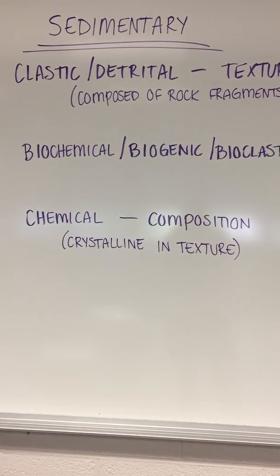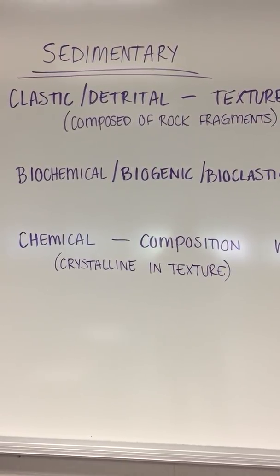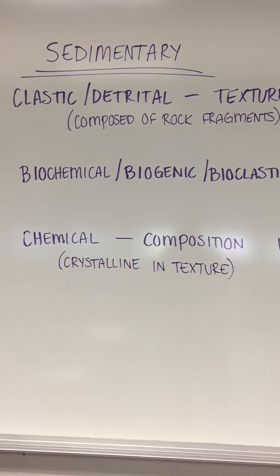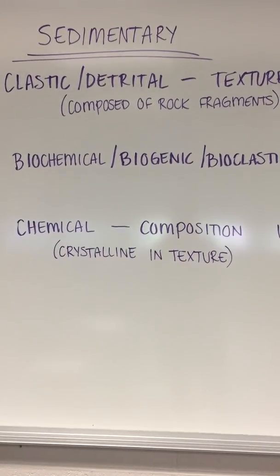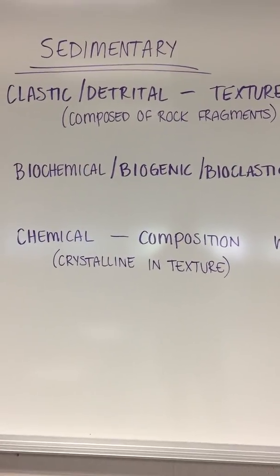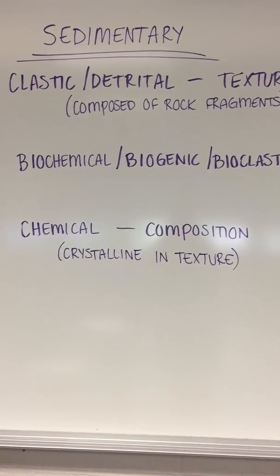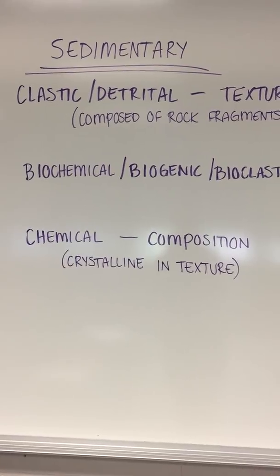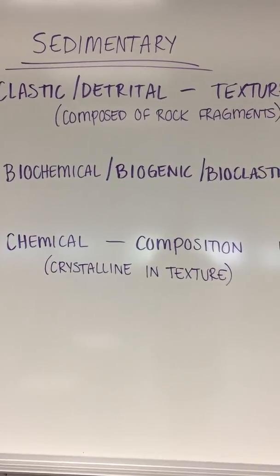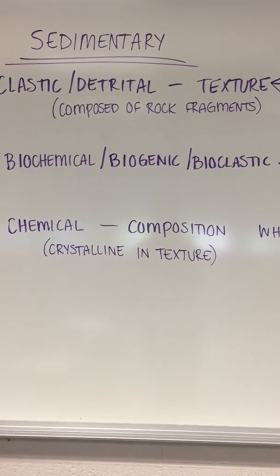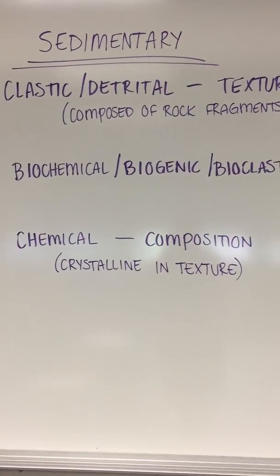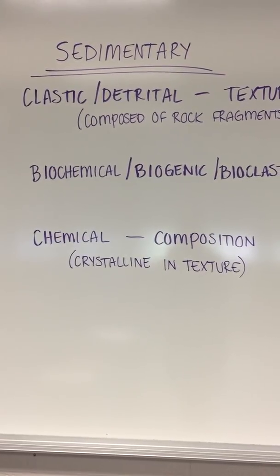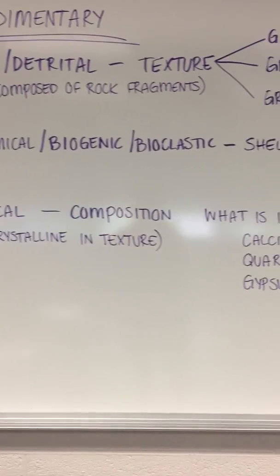Chemical sedimentary rock. So the opposite of clastic, where we were just looking at texture, chemical sedimentary rocks all have a crystalline texture. It's either microcrystalline, where you can't see the individual crystals, it just looks nice and smooth, or it can be blocky crystals, like in a rock salt, which has huge crystals of halite. So what you try and identify in a chemical sedimentary rock is the composition. So what is it made of?